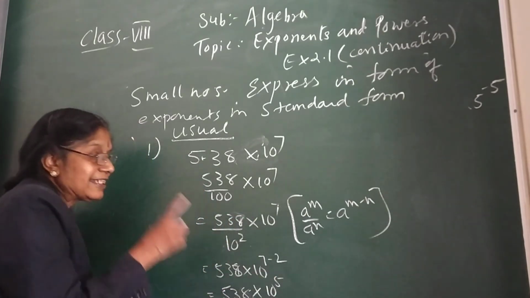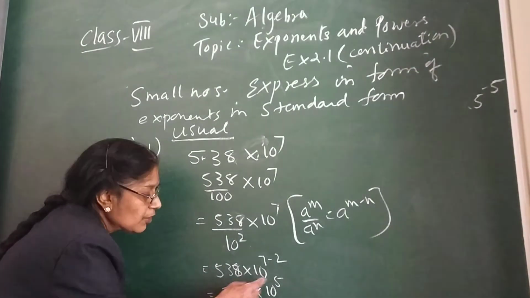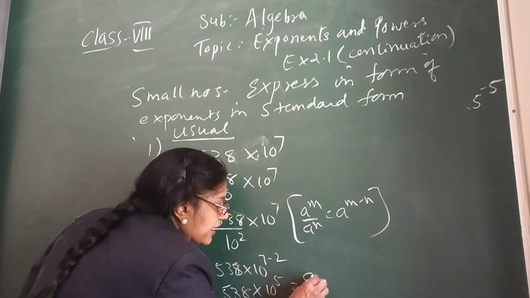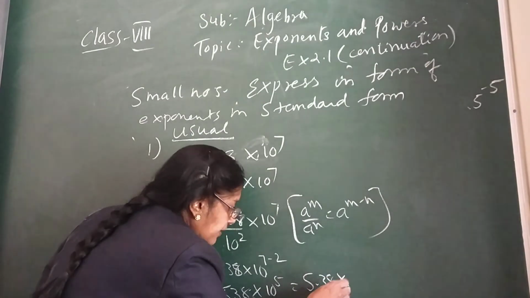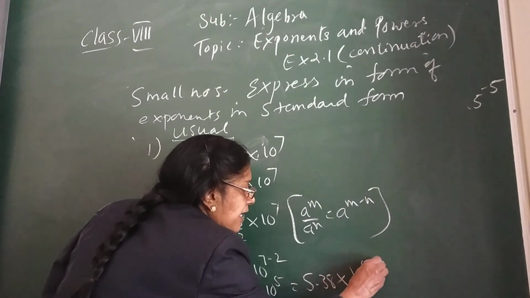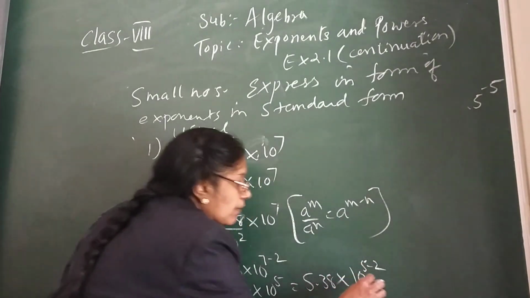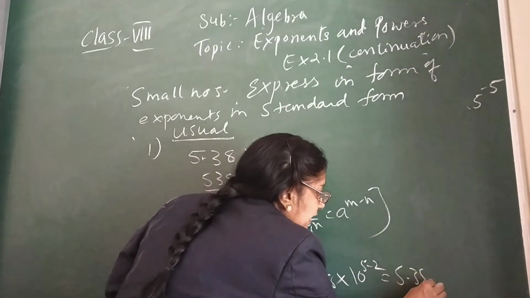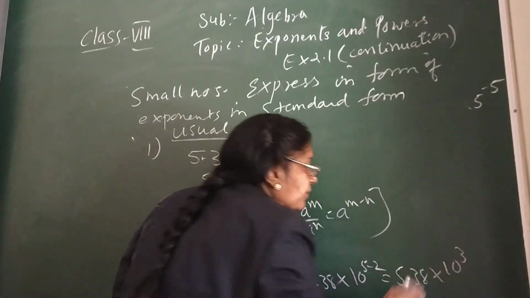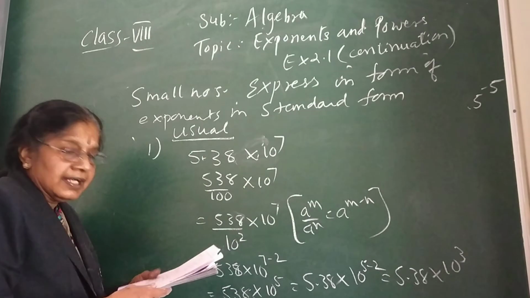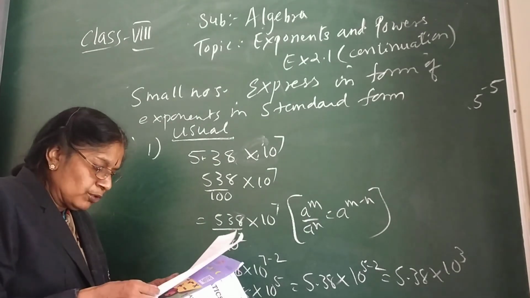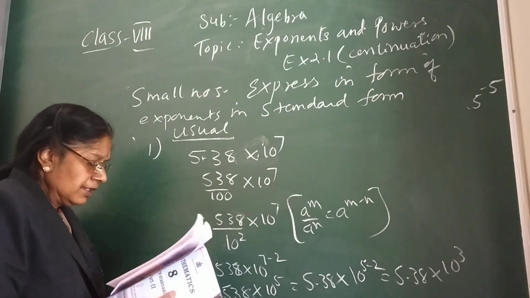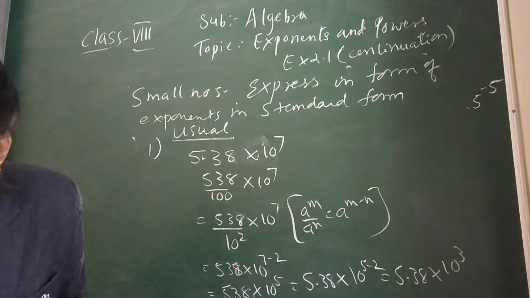I told you, always one place of decimal means 2 zeros I have to lessen it. So I got it as 5.38 into 10 to the power of 5 minus 2, that is equal to 5.38 into 10 to the power of 3. This is called the usual form. So you came to know how to write down in usual form. Okay, so this is how you can write it down.